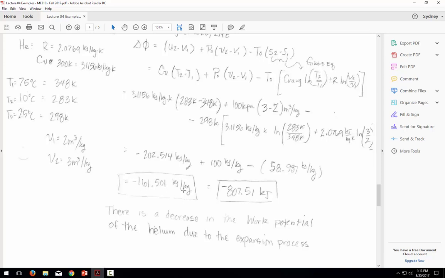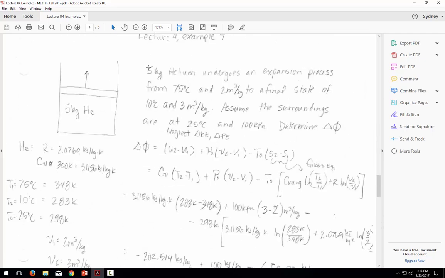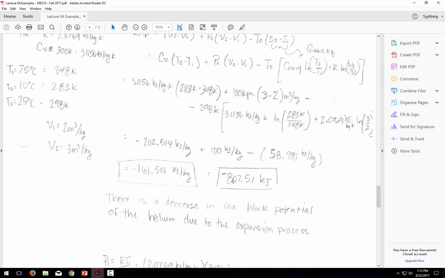per kilogram. Or if we multiply through by the mass, which in this case was 5 kilograms, then we find that our total exergy change is negative 807.51 kilojoules. Okay, so I said before we cannot have a negative exergy or a negative irreversibility, but we can have a negative change in exergy, meaning that our exergy has decreased.